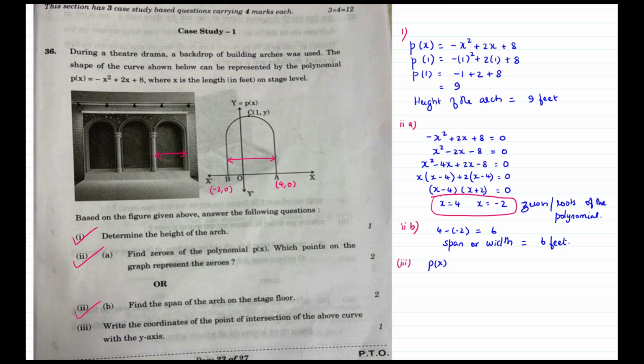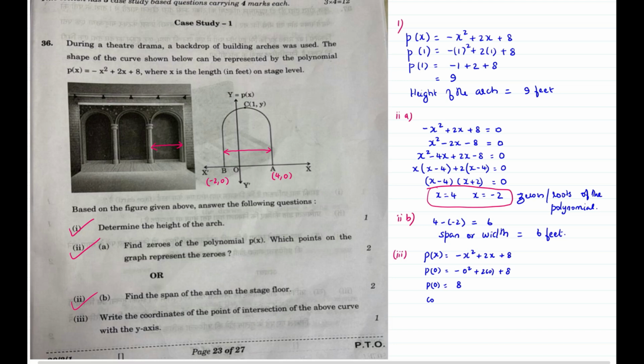So let us do it. p of x is equal to minus x square plus 2x plus 8. Therefore, p of 0 will be equal to minus 0 square plus 2 into 0 plus 8. Therefore, p of 0 will be equal to 8. The coordinates of the point of intersection are 0 comma 8. This is the answer for the third part of the question.